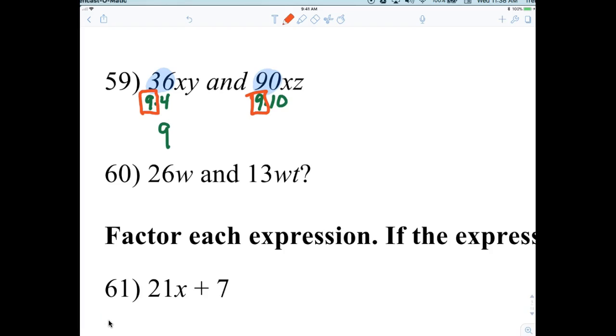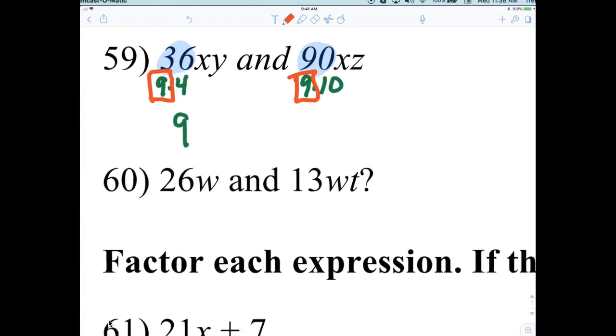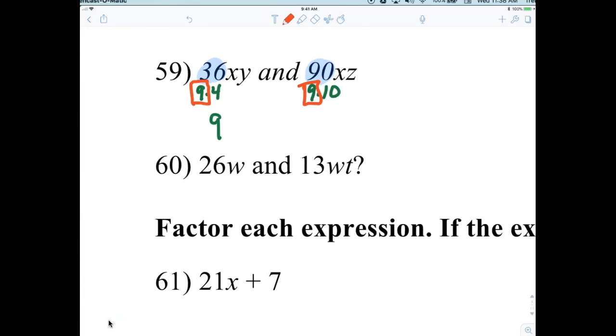Now, what I'm trying to get you to see, though, is look at 4 and 10. There's also a common what now? Do you see what I'm saying? Because we could break 4 down now into 2 times 2, and 10 breaks down to 2 times 5. So do you agree there's also a common 2? Right? So 9 times 2 is technically 18. You with me?